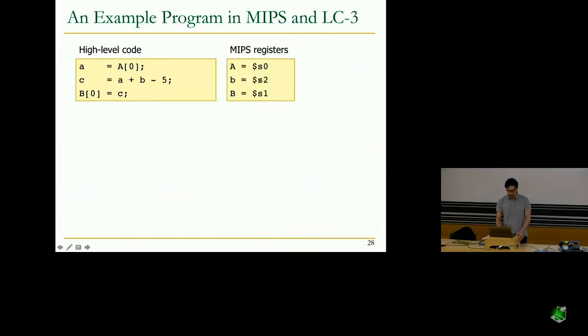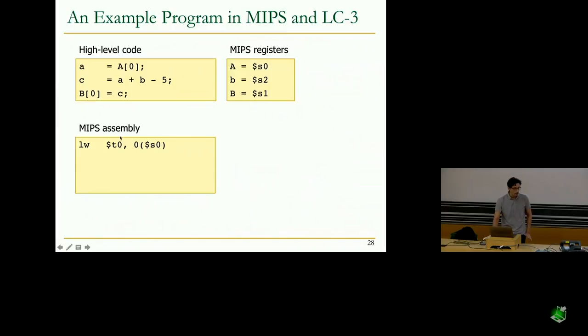We can map the address of array A into S0, B into S2, and the address of array B into S1. So the MIPS assembly code will be something like that. We first need to read from memory with this load word instruction. We are calculating with this immediate operand 0 and this base register S2 that contains the address of the array. We calculate the effective address, we read from memory, and we store the result in T0.